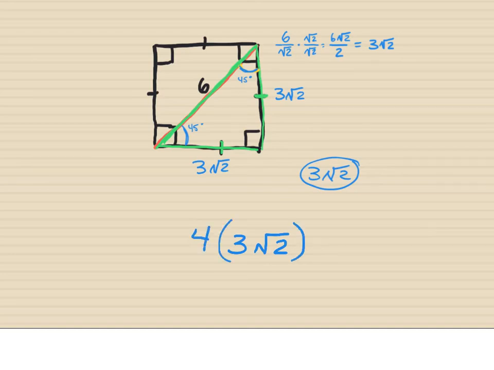Now, here's the part where some of you are still struggling, and I need you to get this because it's outside numbers times outside numbers and inside numbers times inside numbers. So what does this end up being? 12 square root of 8.